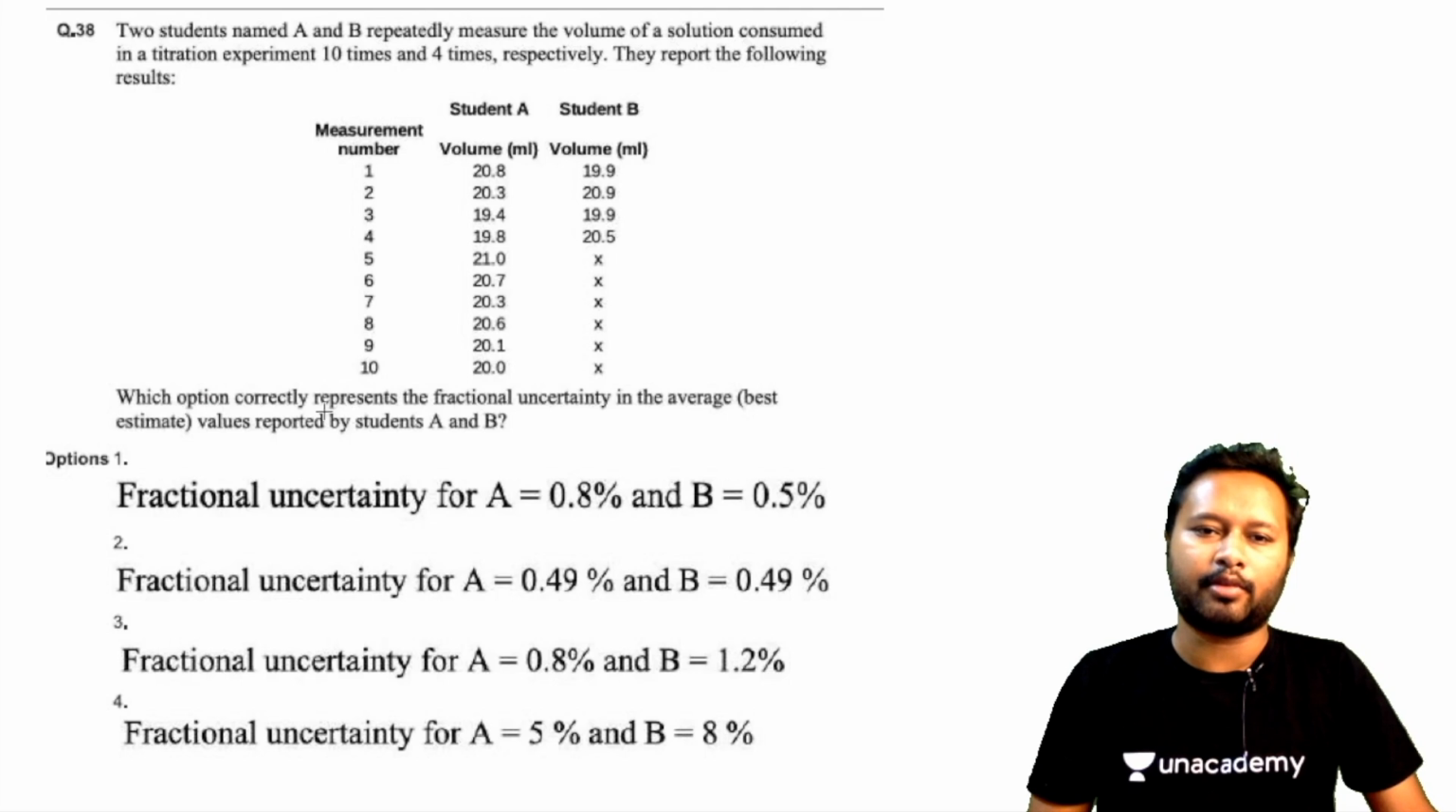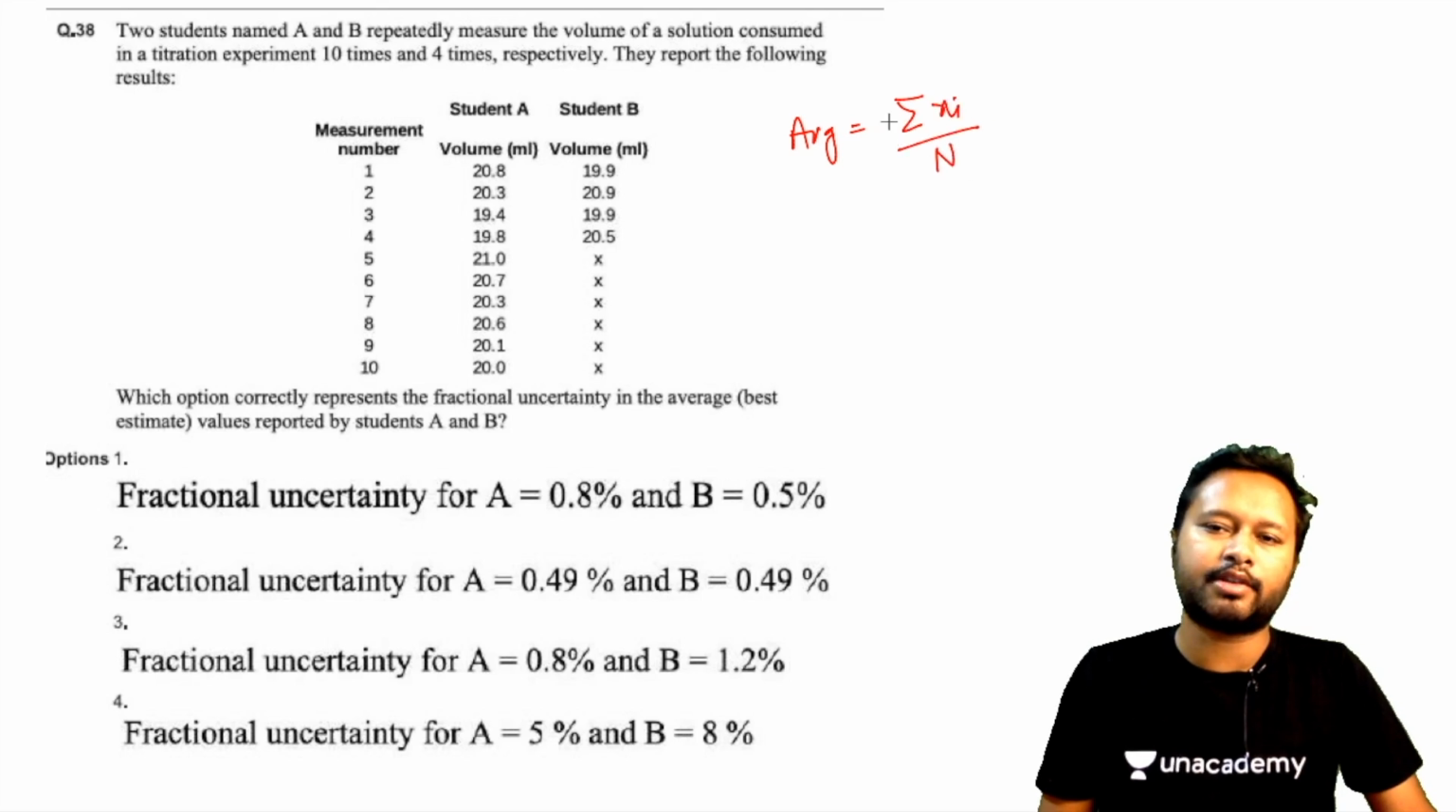Which of the options correctly represents the fractional uncertainty in the average? Now, the first thing is to calculate the average. Average is pretty simple. It is calculated as sigma xi divided by n. You just have to sum the values and divide by the total number.